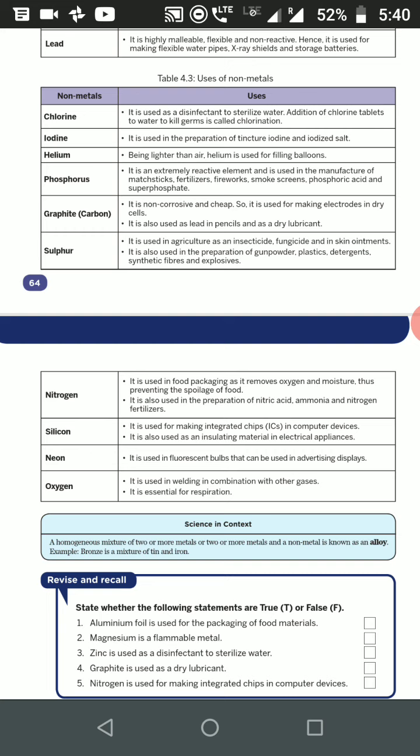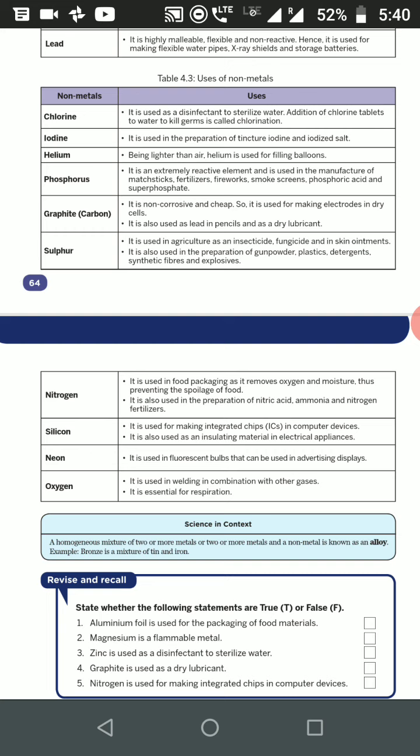Nitrogen gas is used for packing of the food. Like when you open the chips packet, you will be getting the nitrogen gas, the gas which is present in the chips or any packets of eatable food items, so that the food can be prevented from oxidation without spoiling. And it can be used for preparation of fertilizers, like ammonia, nitrogen fertilizers.